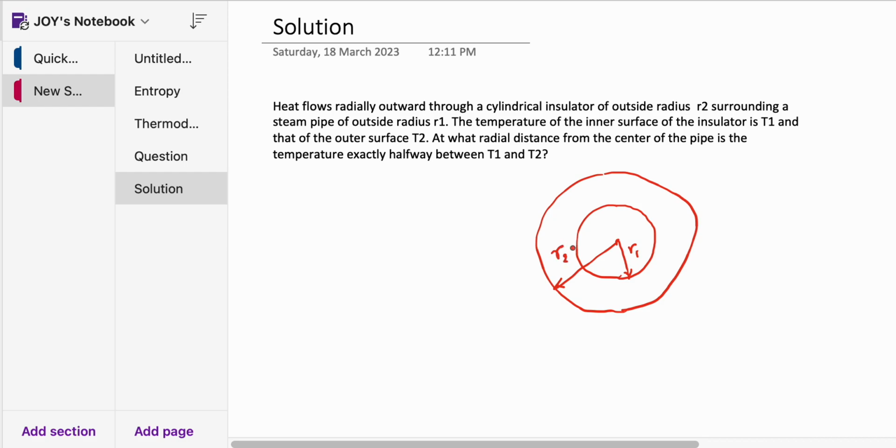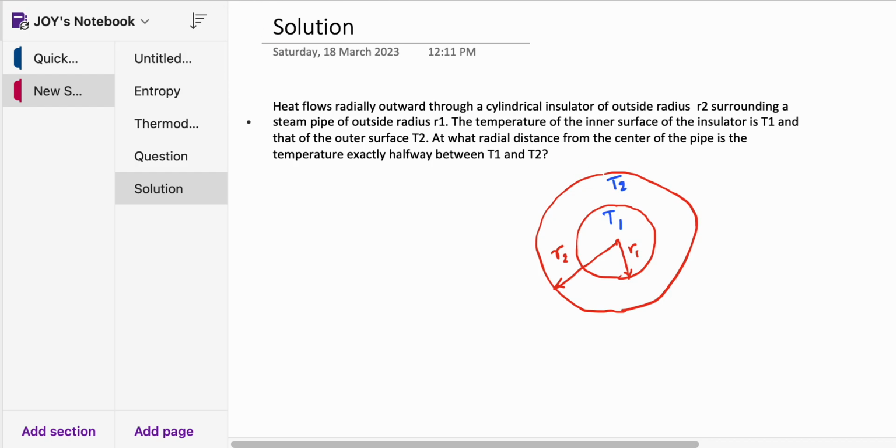This question is not directly related to statistical mechanics, it's actually a thermodynamics question, but since in the previous two lectures and the tutorial we have been dealing with thermodynamic relations, it is good to recap those things here. This is the cylinder, and this is the insulator surrounding the steam pipe, with outside radius r1 and r2. The temperature of the inner surface is T1 and the temperature of the outer surface is T2.